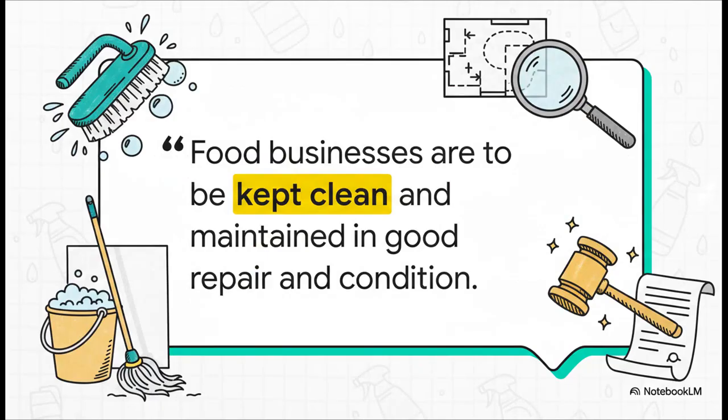For this one, we go right back to basics. It's a direct hit on Annex II, Chapter 1, Paragraph 1. This is one of the most fundamental rules in the book. The premises must be kept clean. It's a really powerful catch-all standard that this business has clearly and badly failed to meet.